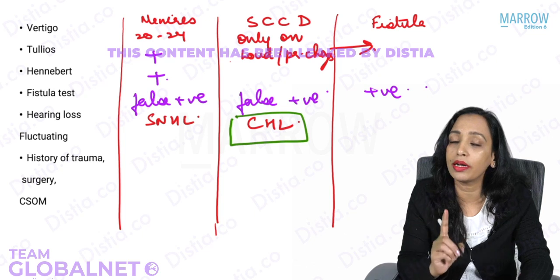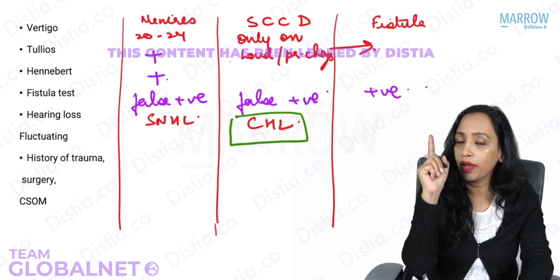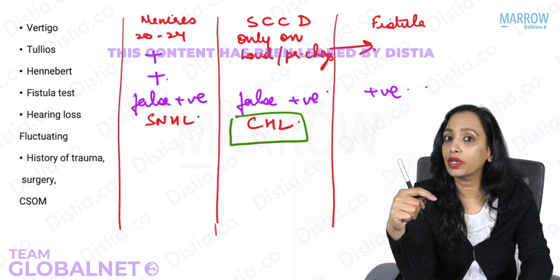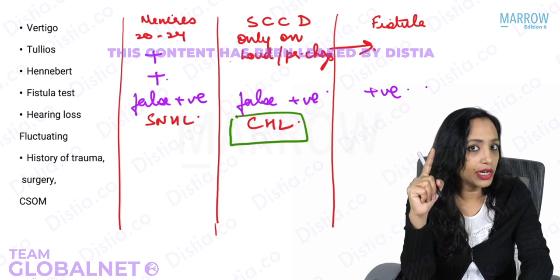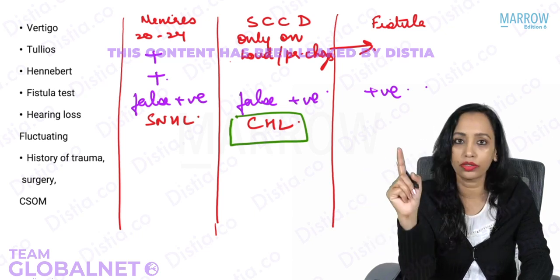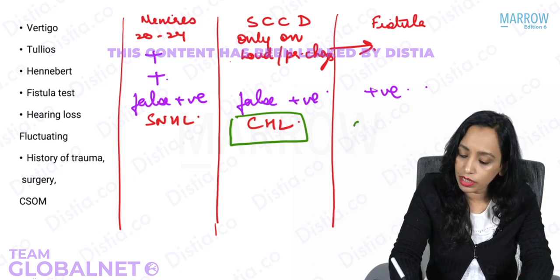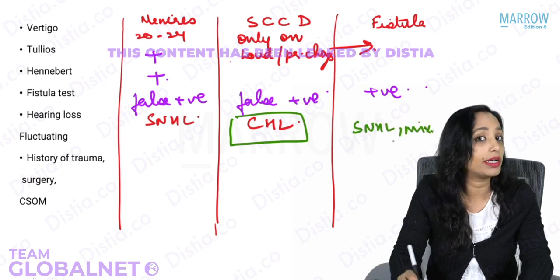This is a repeated incorrect choice when an MCQ is given on superior semicircular canal dehiscence. What is the incorrect choice that is given there? Patient has sensorineural hearing loss. So the hearing loss the patient has is conductive, not sensorineural. In fistula, it can be conductive, sensorineural, or mixed. Usually it is mixed or sensorineural.